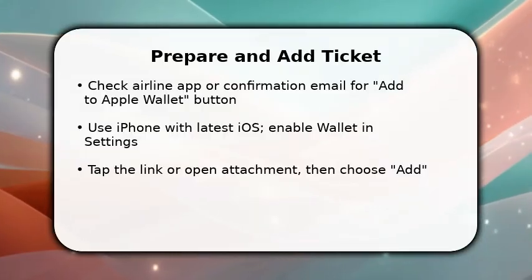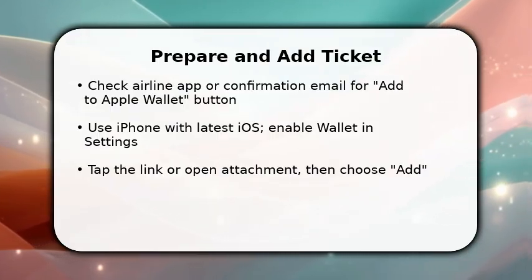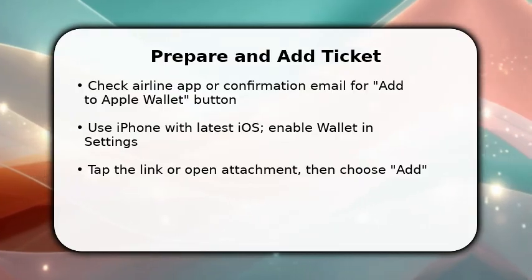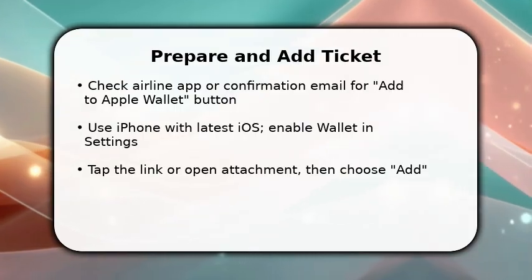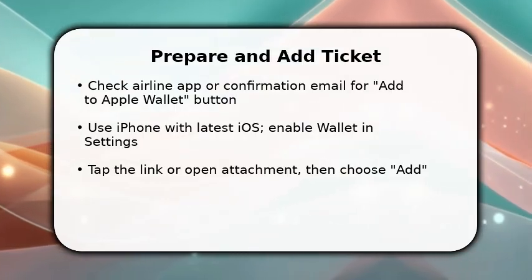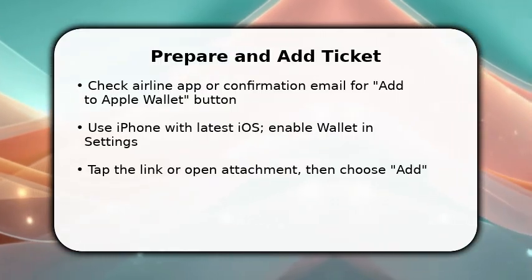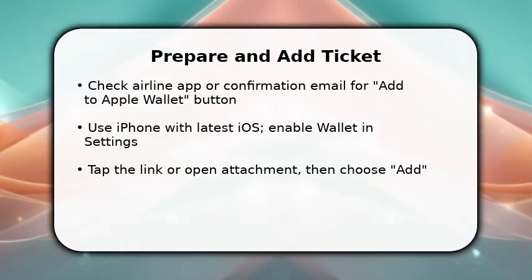You start by locating your boarding pass in the Airline app or email. That's the action. Once found, tap the Add to Apple Wallet button. Do it now. If the button is missing, open the PDF attachment and look for the wallet icon. Make sure Wallet is enabled in settings so the pass saves. You're saving the pass to your device rather than printing. This speeds check-in and keeps updates automatic.